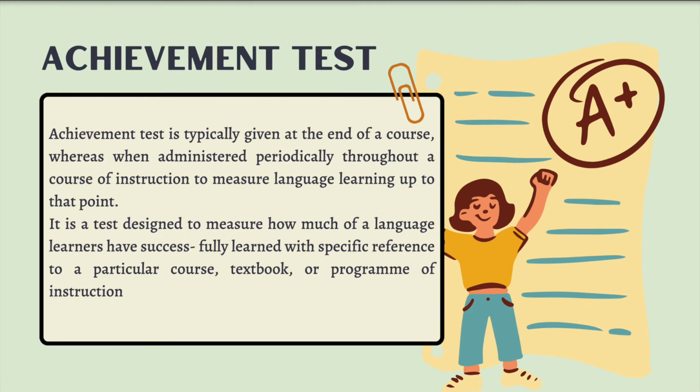Achievement test is typically given at the end of a course, whereas when administered periodically throughout a course of instruction to measure language learning up to that point. It is a test designed to measure how much of a language learners have learned with specific reference to a particular course, textbook, or program of instruction. What sets achievement tests apart from the other types we have talked about so far is the fact that they are periodical. In other words, they are administered from time to time, let's say once every 3 weeks or month.